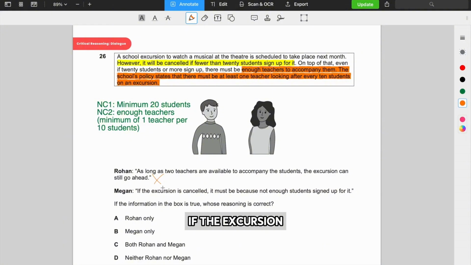Megan: if the excursion is cancelled, it must be because not enough students signed up for it. No, it could be because there were not enough teachers, right? Or it could be due to some other reasons that are not listed in this box. So Megan is also wrong. Whose reasoning is correct? Neither Rohan nor Megan.